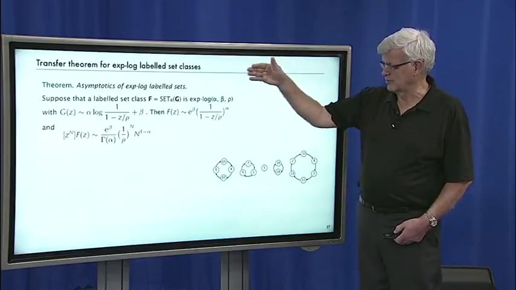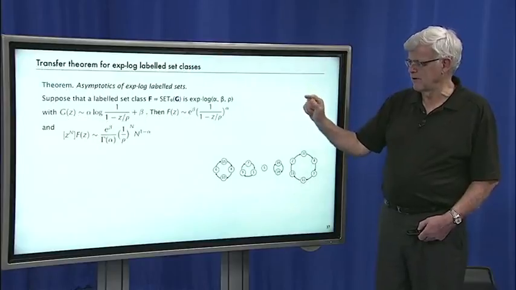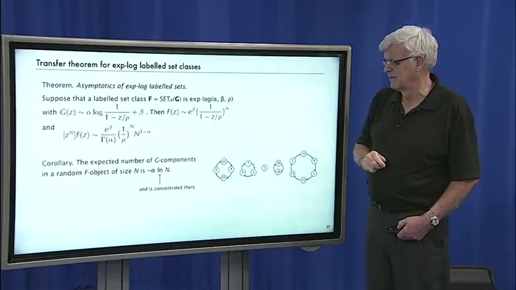And here's the transfer theorem for xlog labeled sets. So it's some kind of set. It's xlog with parameters alpha, beta, and rho. That means that G is approximated with alpha log 1 over z over rho plus beta. If that's true, then just doing the transfer through the exponential, f of z is approximated by e to the beta times 1 over 1 minus z over rho to the alpha, which again, applying standard function scale transfer, gives the coefficient of z to the n in f of z. So you just have to figure out those parameters, alpha, beta, and rho, that the generating function for G is approximated for, and you have the coefficient asymptotics.